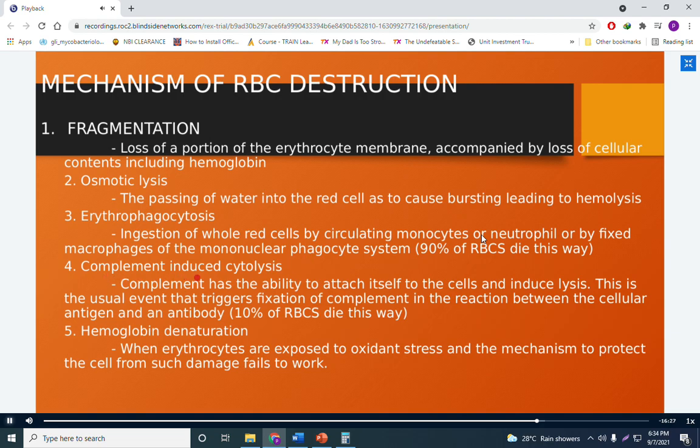Then we have your complement-induced cytolysis. So, your complement class, protein yan na umaatake ng mga dying or foreign cells. So, sinisira nila yung mga red cell. So, 10% of RBCs die this way. Then you have your hemoglobin denaturation. So, kapag na-expose yung body mo into certain drugs or certain chemicals, your red blood cell will be destroyed.